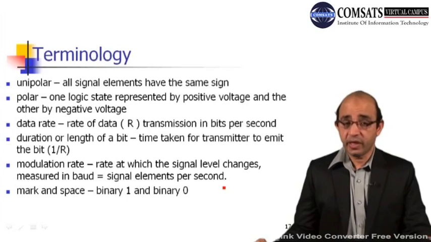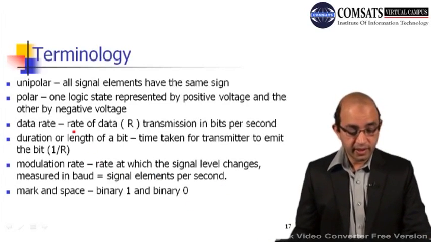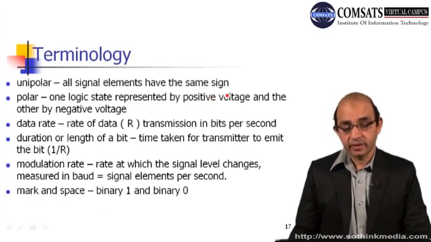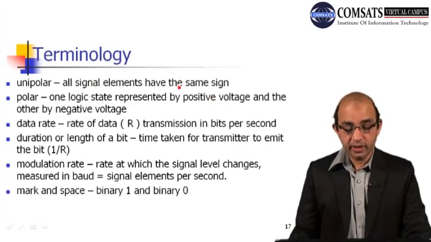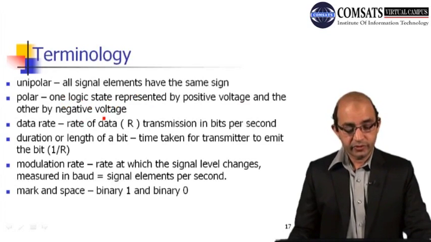So we should be able to understand unipolar, polar, data rate, duration and length of a bit, modulation rate, and mark and space. In unipolar, all signal elements have the same sign, so no polarity, single polarity. And in polar, one logic state is represented by a positive voltage and the other by a negative voltage. So here we have the polarities.